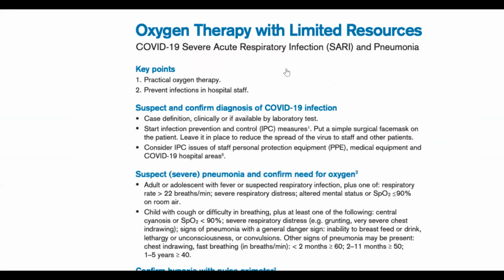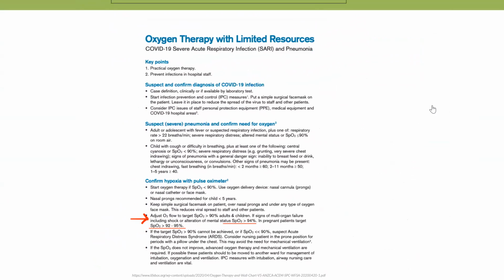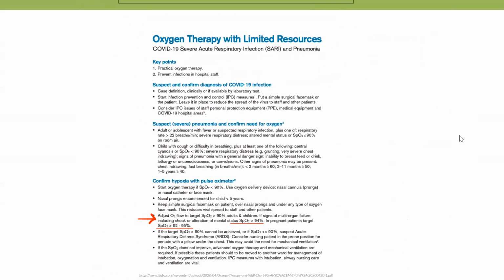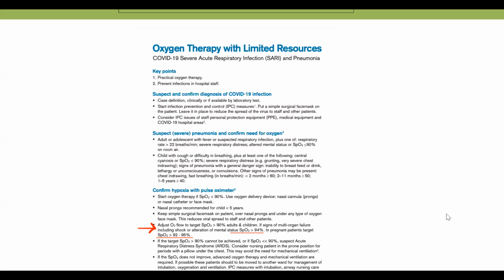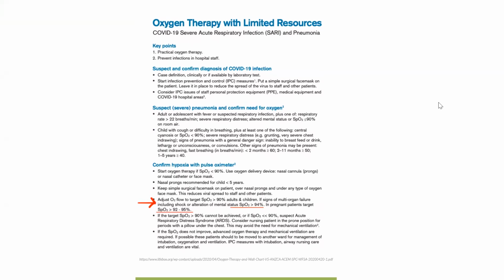So what's the oxygen therapy in limited resources? COVID-19 and pneumonia. So key points is practical oxygen therapy, prevention of infection in hospital staff. So when you suspect and confirm diagnosis of a COVID-19 patient, you need to meet the case definition. Is it the case definition? Is it clinical? And are there any laboratory tests, like when we do the PCR, or right now we do the rapid antigen to confirm your diagnosis?